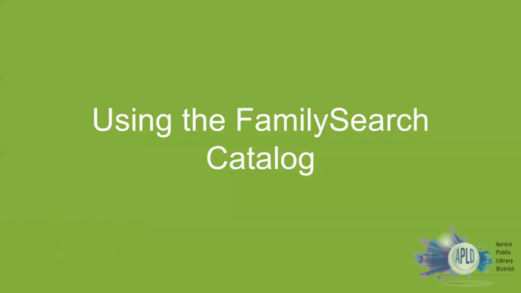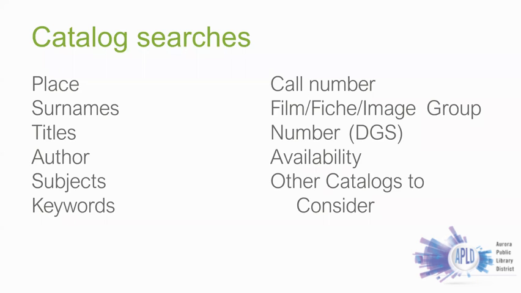So let's take a look at the catalog first. The FamilySearch catalog is like any library catalog. It's an open door to all of our collections. And there are various ways that you can search our catalog. The most popular one is by place, but you can also search by surname, the title of a book, or the name of the author of a book. You can also search by subject class, like vital records or military records. You can also do a keyword search, which is also very powerful.